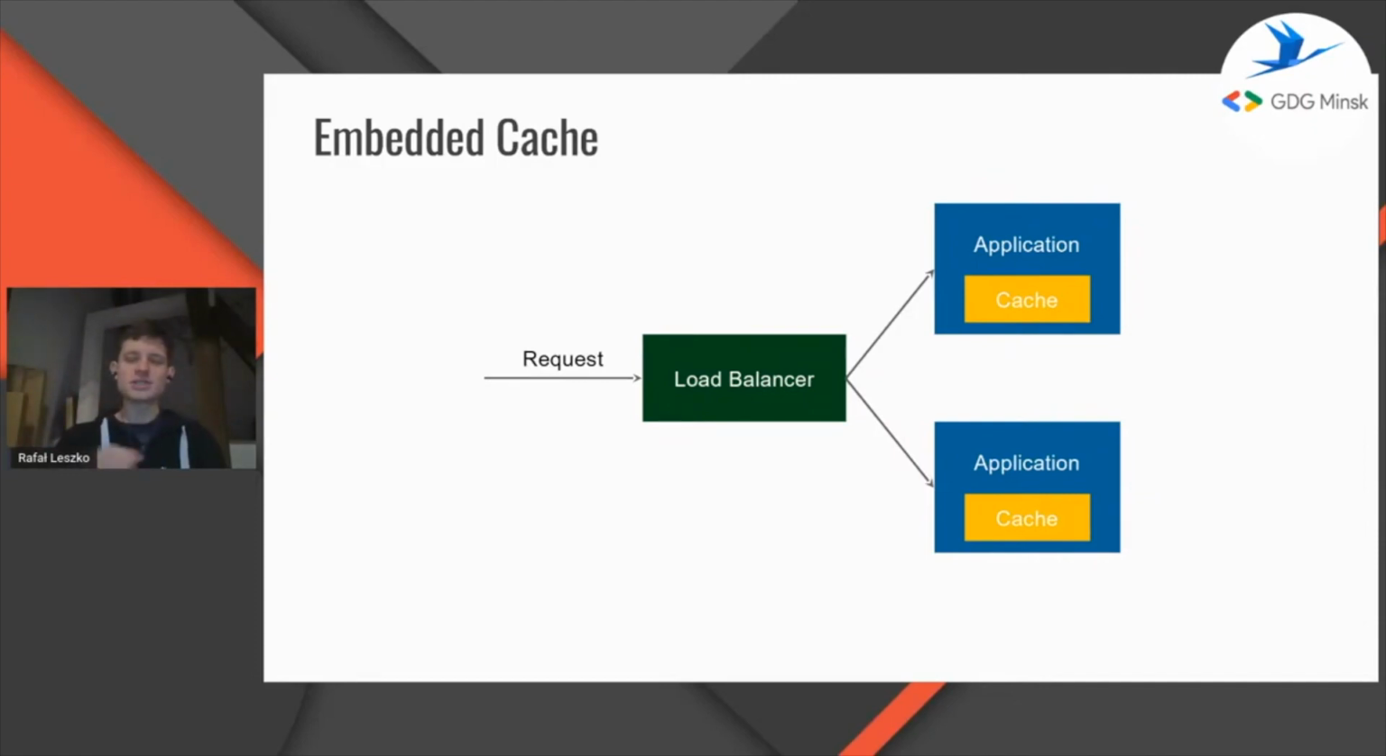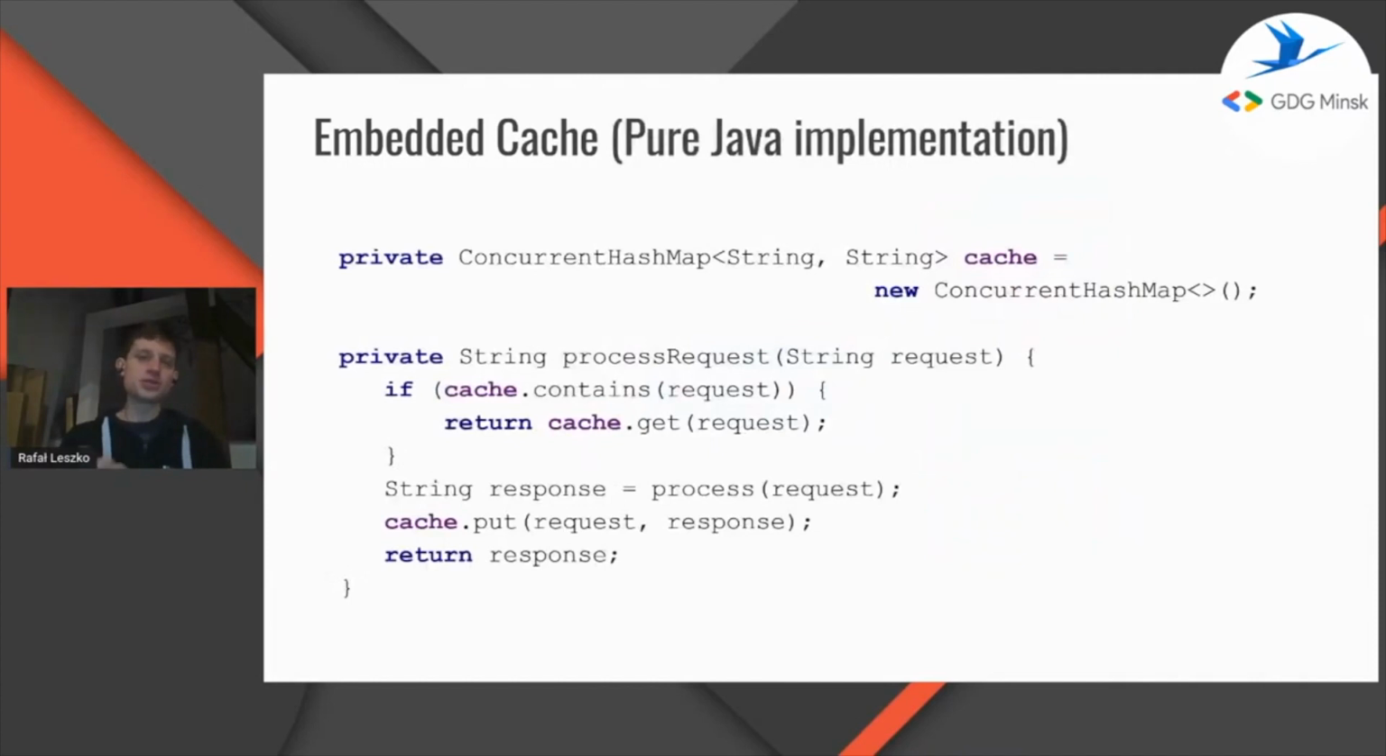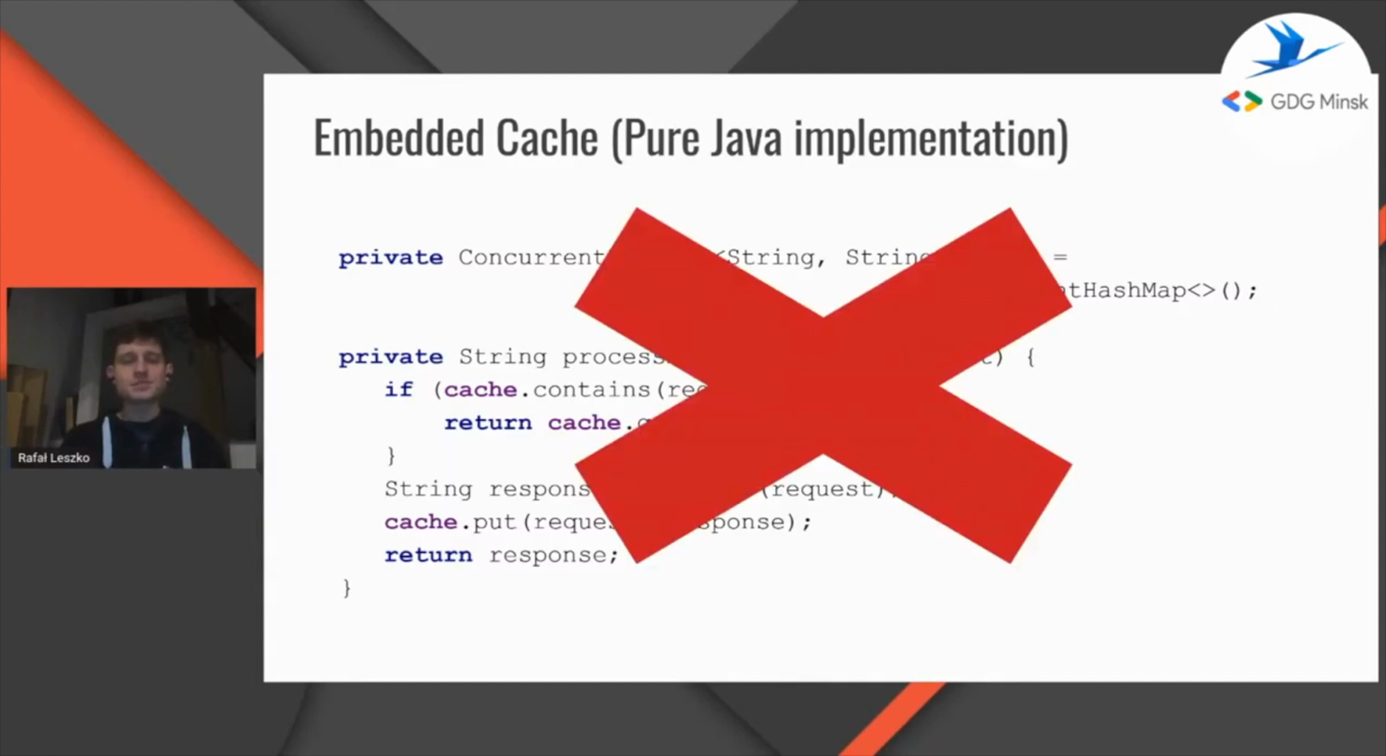So the logic is super simple. It's so simple that we could even think about implementing this on our own. Like if you happen to use Java, that could be your implementation. So you use some collection like concurrent hash map. Now check if the request is in the cache. If yes, return the cached value. If no, do some processing, put the value into the cache and return the response. So you can implement it on your own. However, please don't do it.